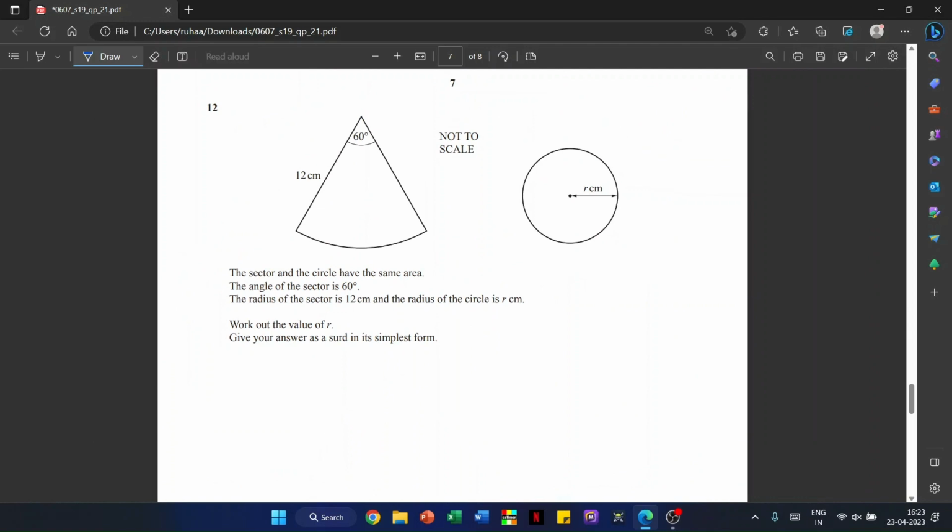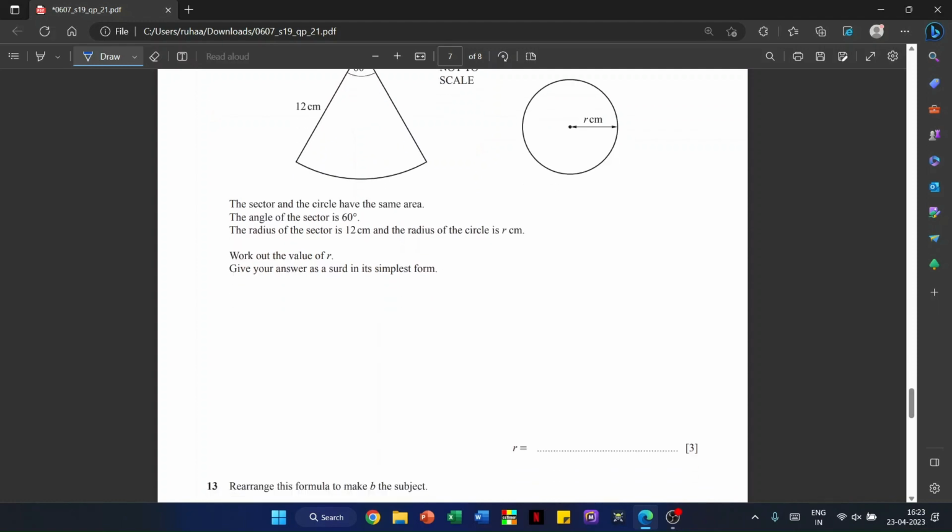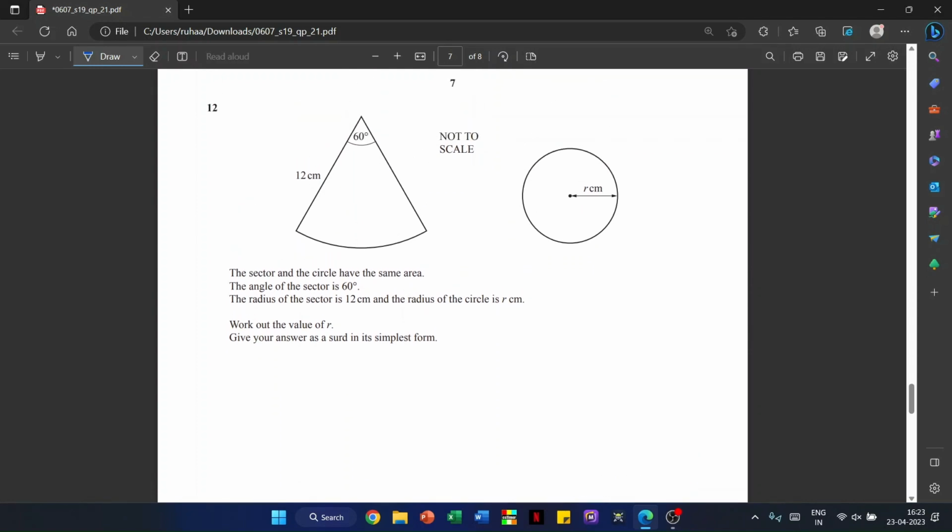Okay, the sector and the circle have the same area. This is 60 degrees, this is 12, and the radius is r. Find the value of r and give it as a surd in its simplest form. This is also pretty simple.